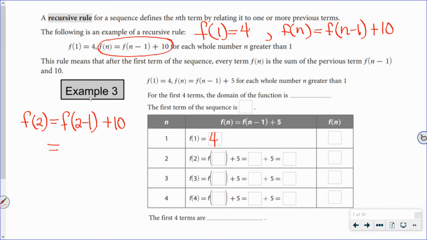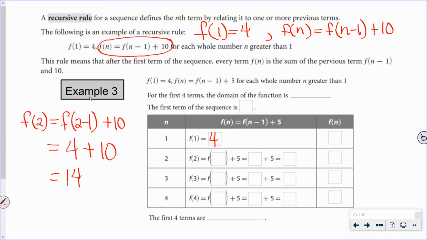So we said that 2 minus 1 is f of 1. F of 1 is 4. So now it's 4 plus 10, which is 14. The good news in the recursive rule is that if I have the term and add 10 to it, I get the next term. And if I add 10 to that, so each time with the recursive rule, I'm adding 10. But I can't find anything unless I've used and shown every term.